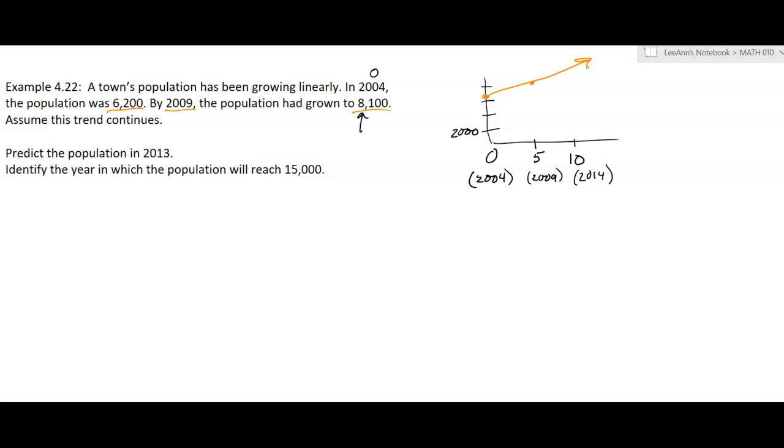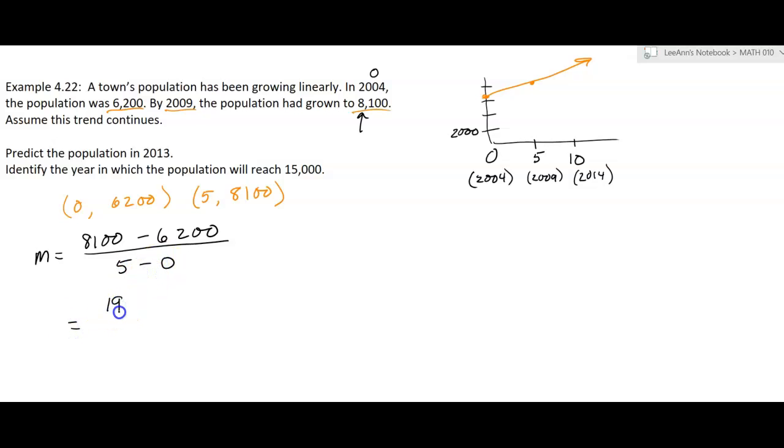So what we want to do is calculate the slope based on these ordered pairs. The ordered pairs I have are 0, 6,200, and the other ordered pair is 5, 8,100. So I'm going to put those in the slope formula and calculate the slope. 8,100 minus 6,200 over 5 minus 0, which turns out to be, I think, 1,900 over 5, which turns out to be 380. Okay, you can use a calculator for all that.